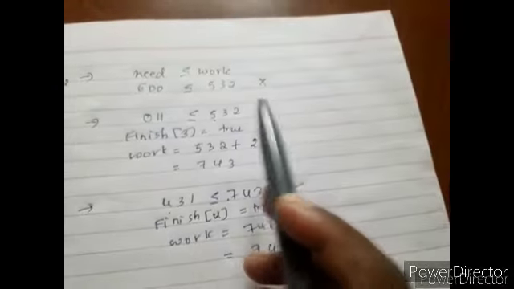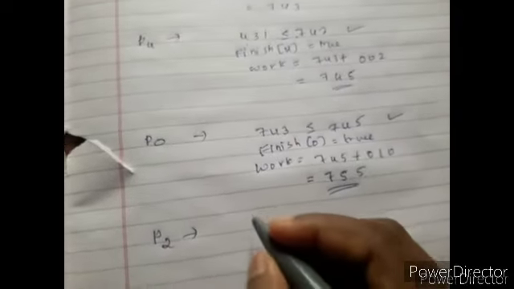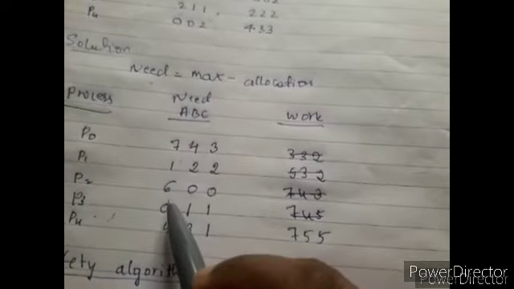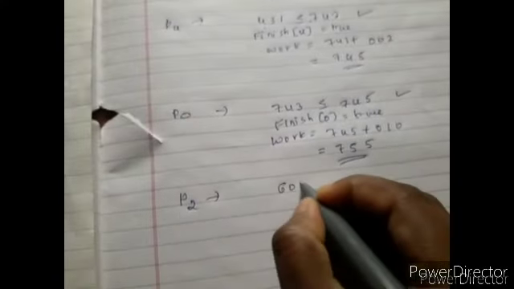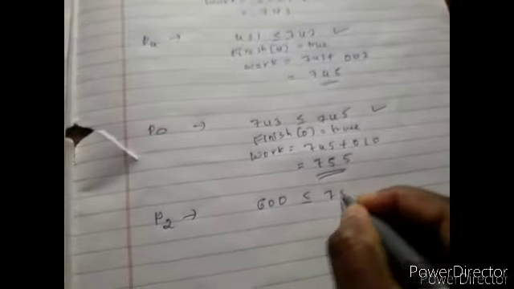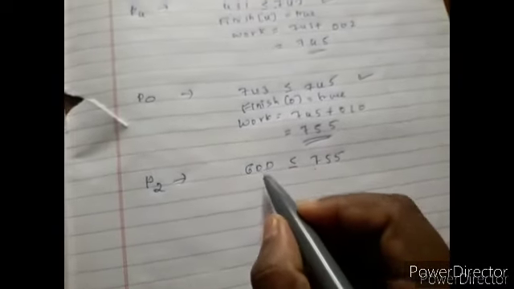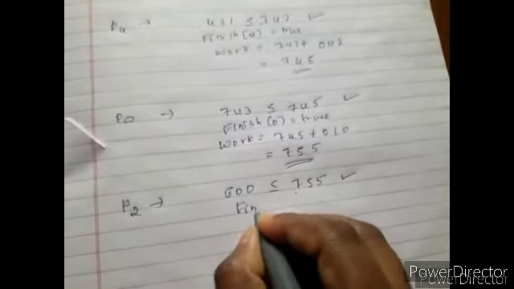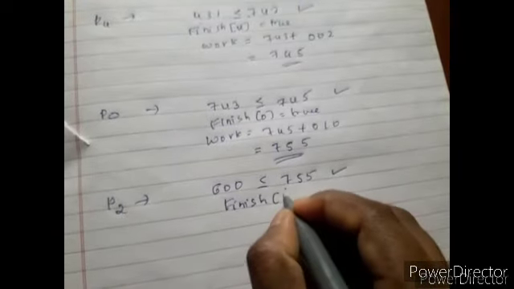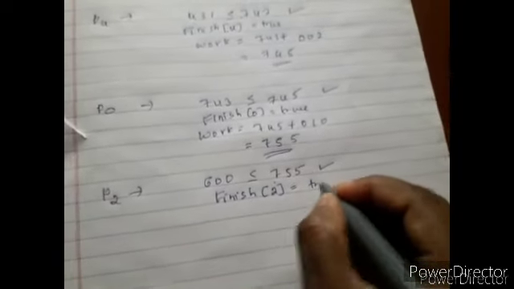Okay, now remaining is only one process, P2. P2 is not completed. So next we'll consider the process P2. Okay, again we have to check the need value, that is 600. Whether 600 is less than or equal to the current work, that is 755. Okay, 6 is less than 7, 0 is less than 5 and 0 is less than 5. The condition is true. Then you can write finish of process P2 is equal to true.